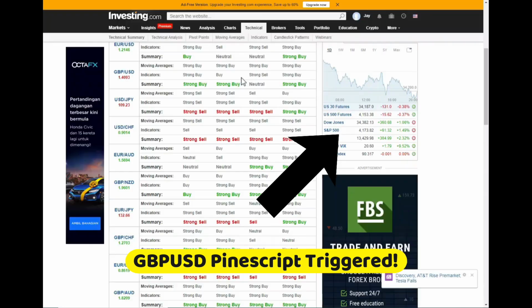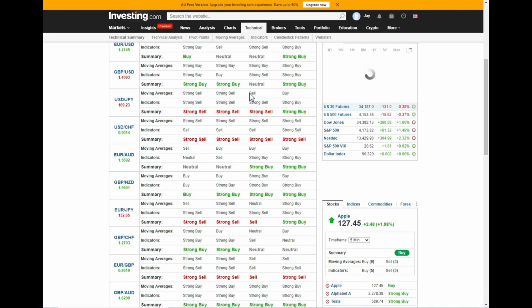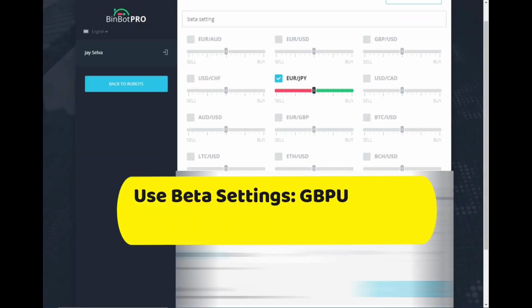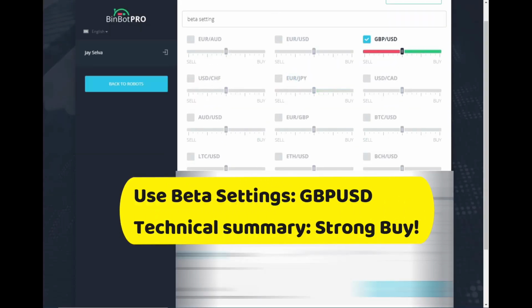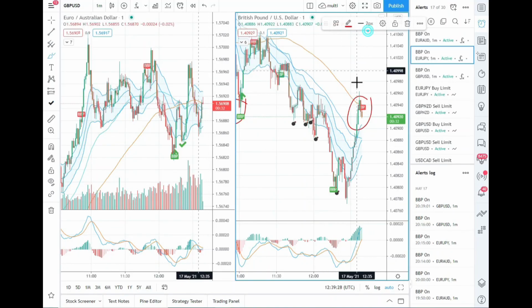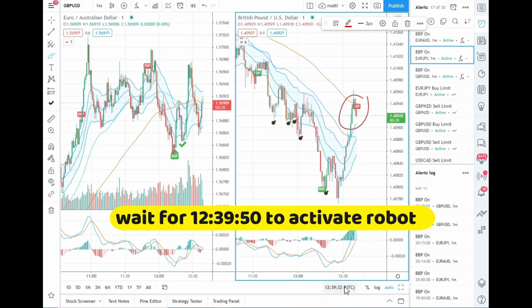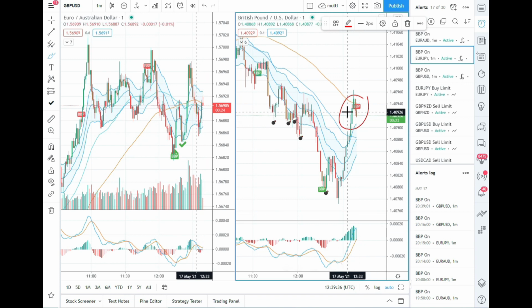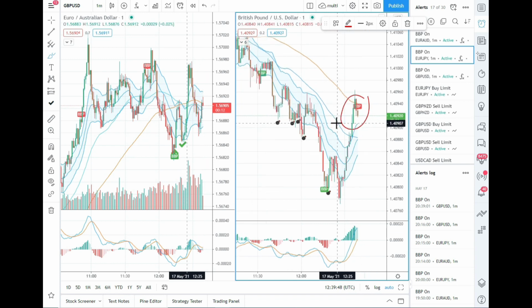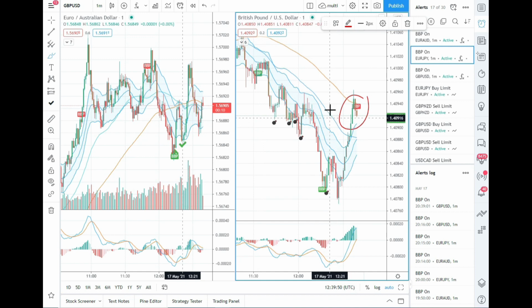Alright, I actually have an alert for GBP USD, so let me refresh. GBP USD 5 minutes and 15 minutes are strong buy, so I'll be using the beta settings for this execution. Let me change to GBP USD and stand by beta settings. Right now it's 12:39:33, so I will wait for 12:39:50. Okay, it's about 5 more seconds, and then we will activate the robot immediately.